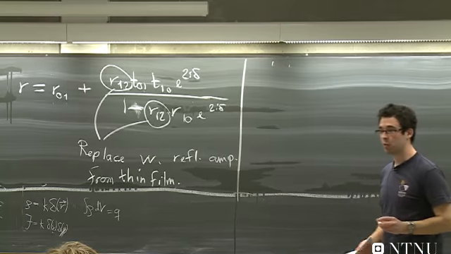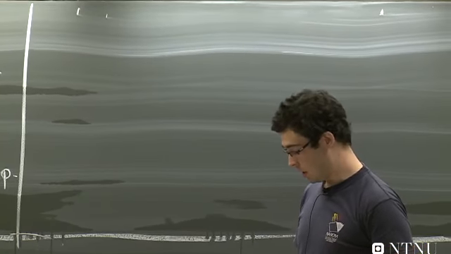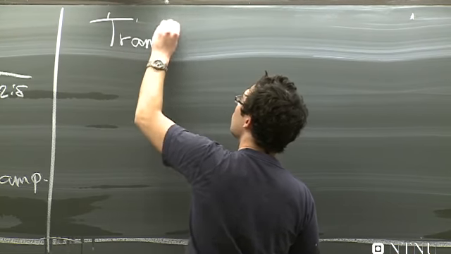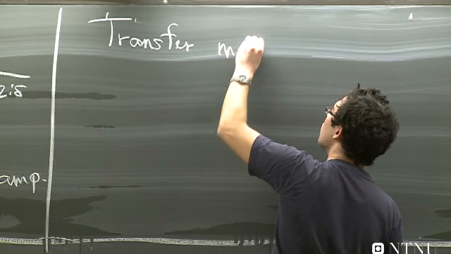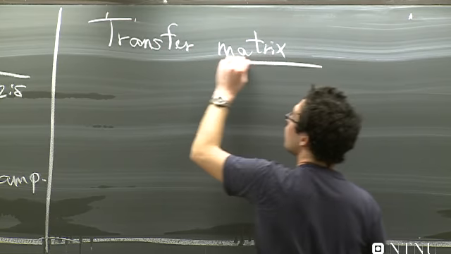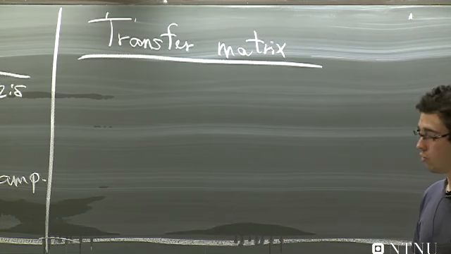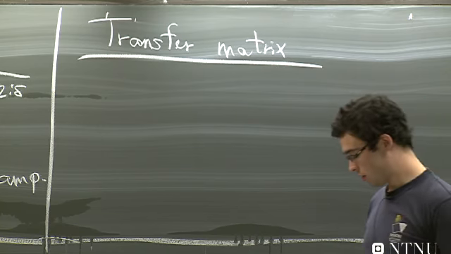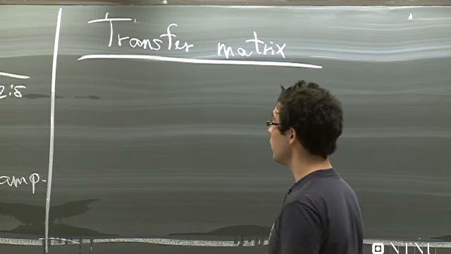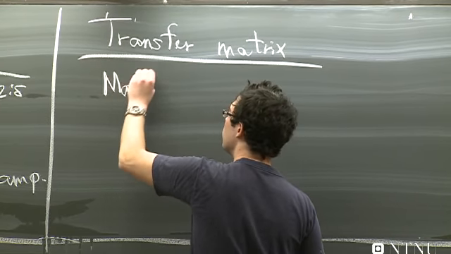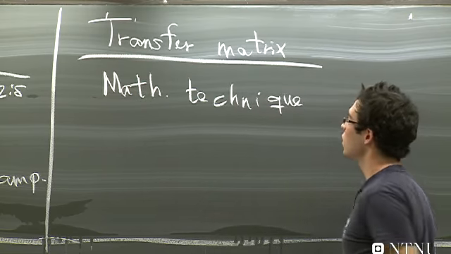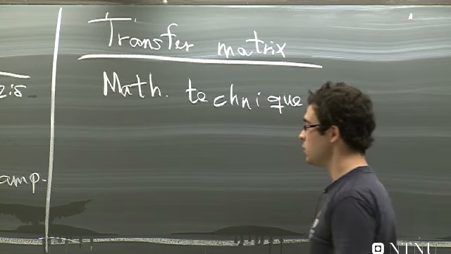Now, there was a clever guy who invented a more convenient approach to this, and it's called the transfer matrix technique. And transfer matrices are not confined to this simple problem here. It's a general mathematical technique which is used in several, let's say, engineering and science disciplines. So that's a mathematical technique.